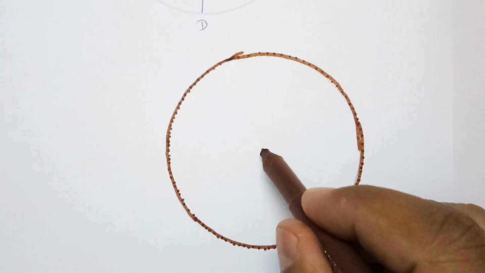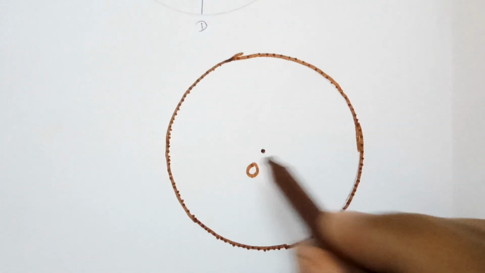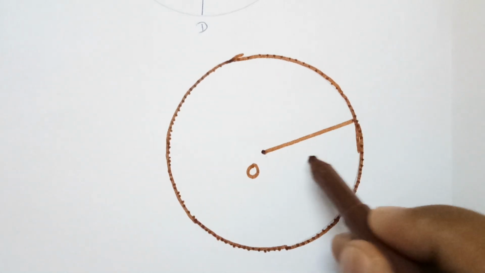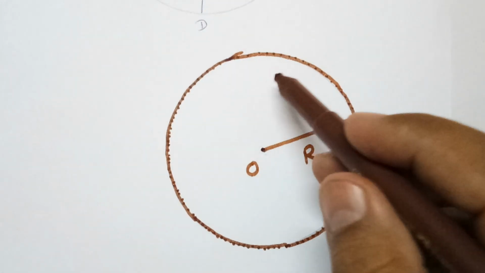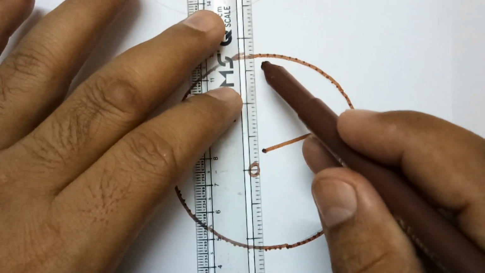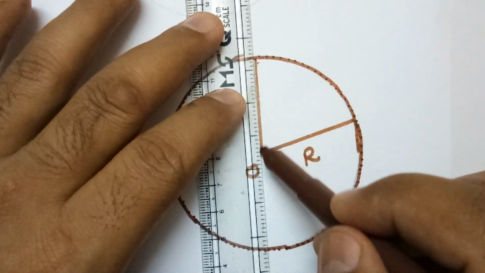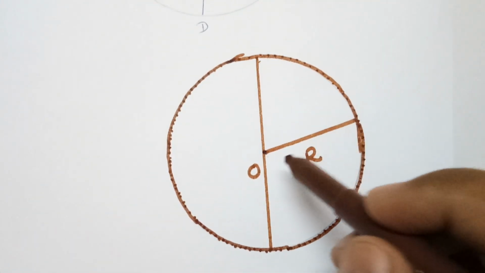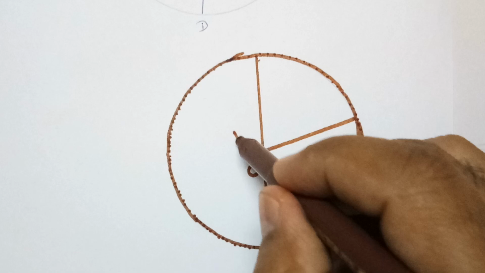So as I explained, this is the center of the circle. The distance from the fixed point to any point on the circle is called the radius, and the length from one point on a circle to any other point passing through the center of the circle is called the diameter of the circle.